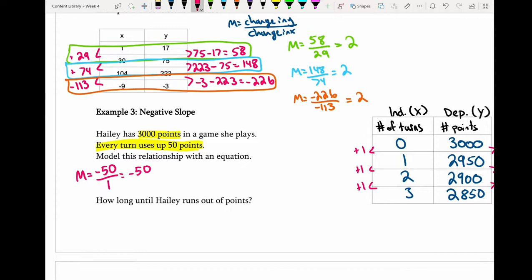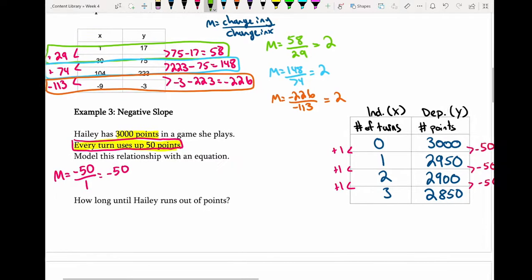If you're comfortable with word problems, you might have already recognized that from the scenario, using up 50 points. So using up would indicate decreasing, so decreasing 50 points or decreasing 50 per turn, or for every one step.